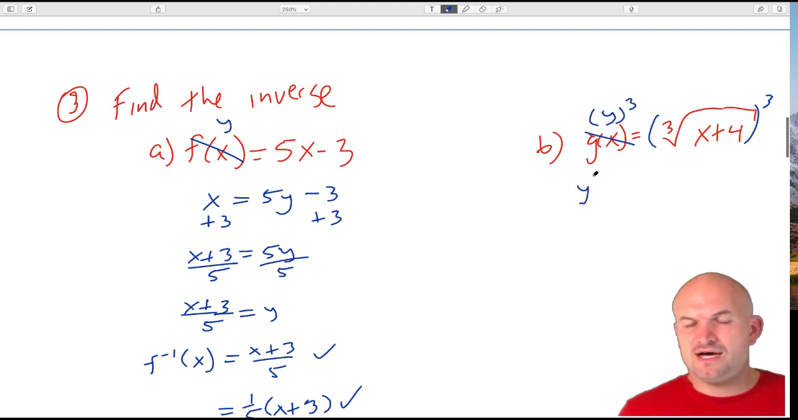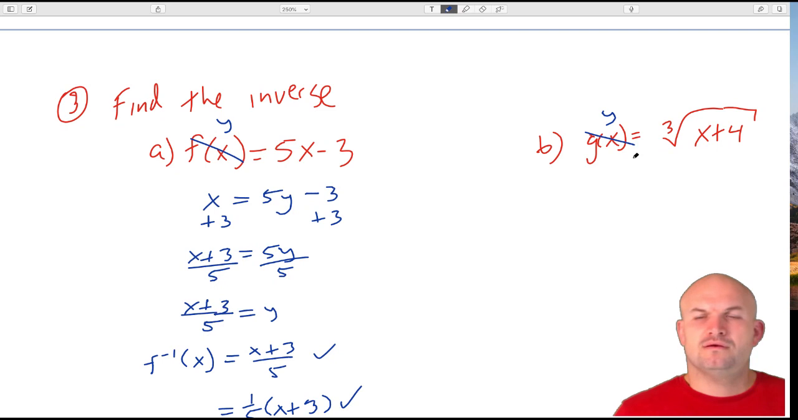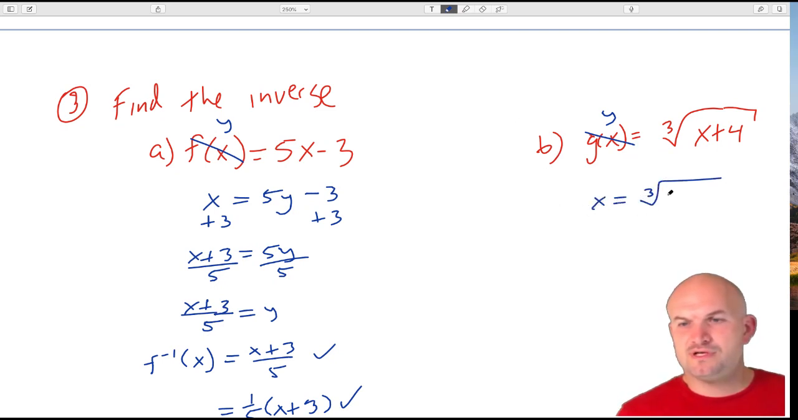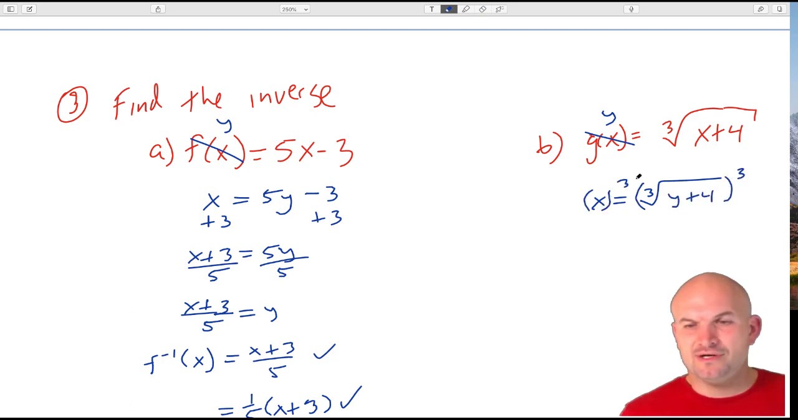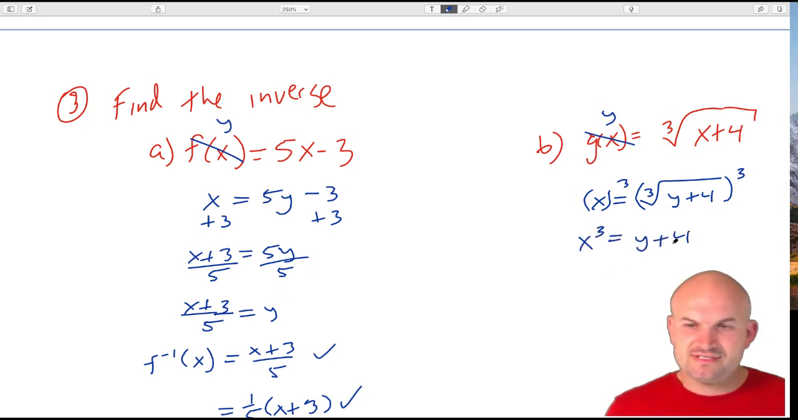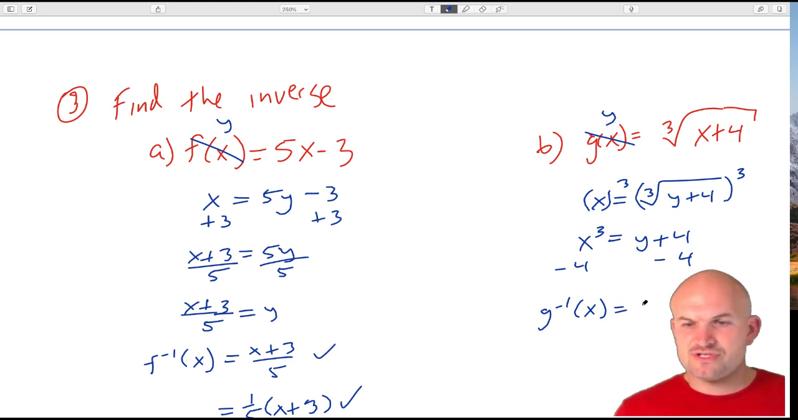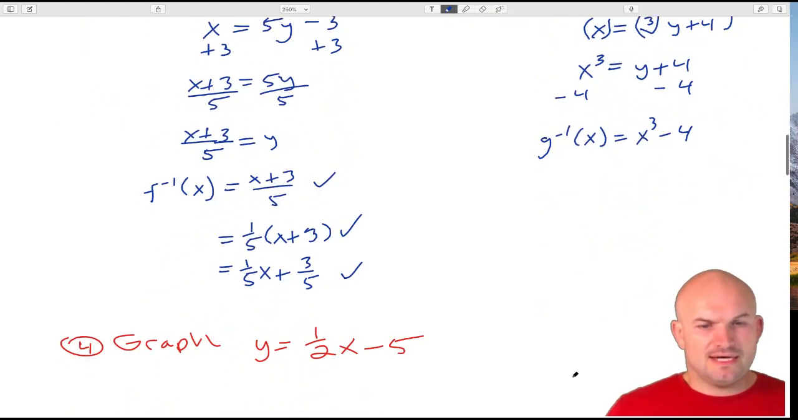So therefore I'll have, well, actually, let's just, before I do that. Okay, so we have x and y. So let's swap this. X is equal to the cube root of y plus 4. Now let's go ahead and cube. Doesn't really matter that order, but I just wanted to make sure that we have this. And then I'll just subtract a 4. And then here I'll just insert back g inverse notation. So g inverse of x is equal to x cubed minus 4. Boom. All right, on to the next one.